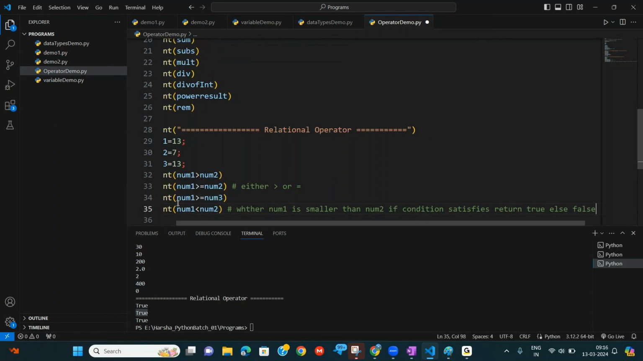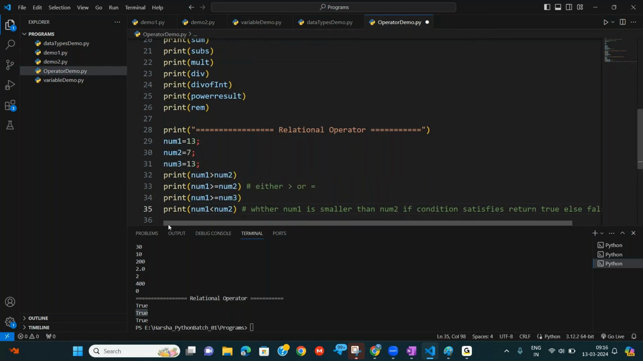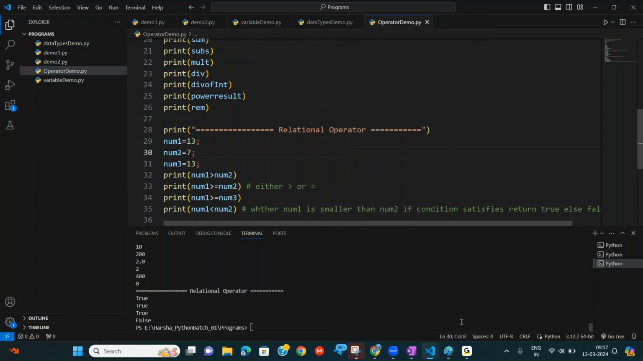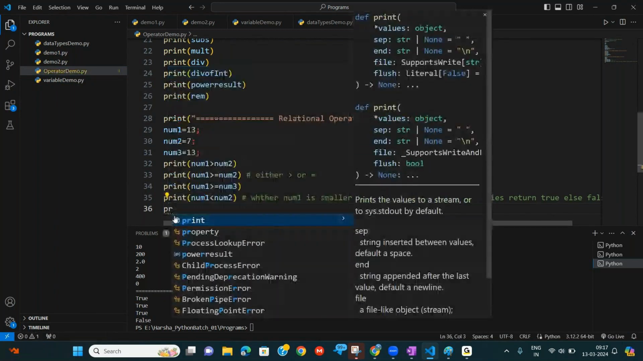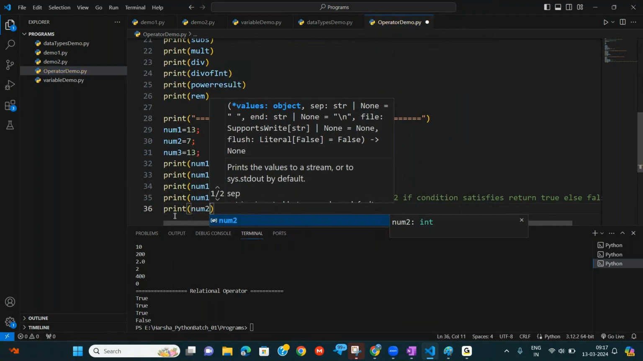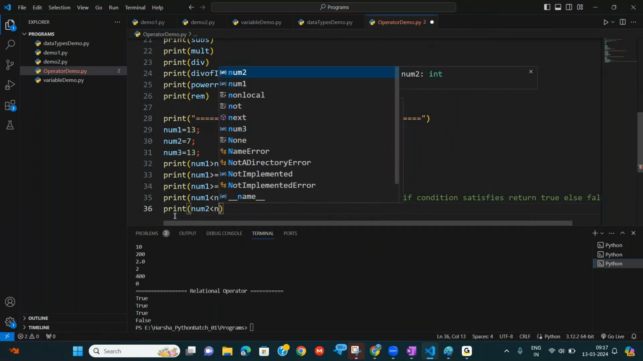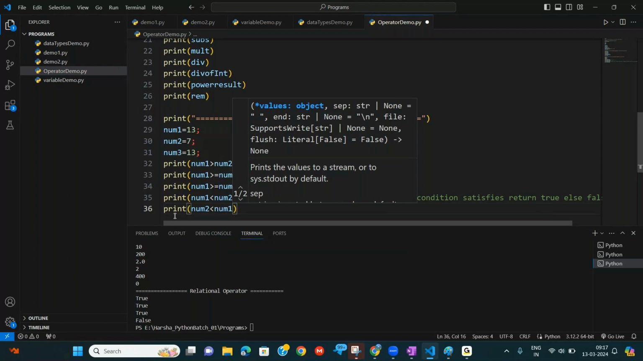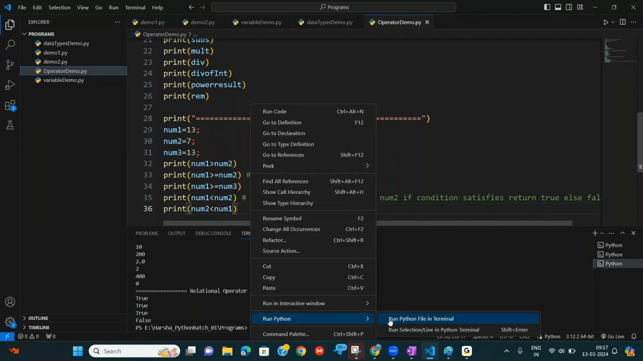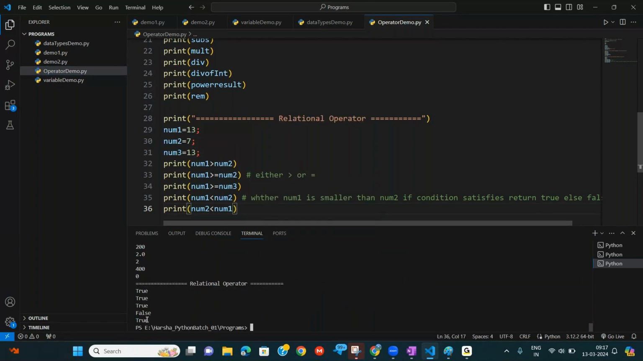So here you can see this condition, num1 less than num2, is not satisfied. So that's why I'm getting a false value. See, I'm getting a false value. In the opposite way, I will get a true value. Meaning if I'm trying to write num2 less than num1, then it is true, right? Because I'm getting true.